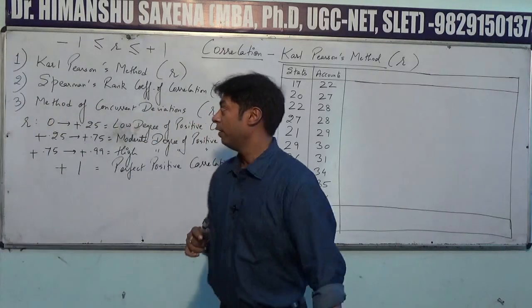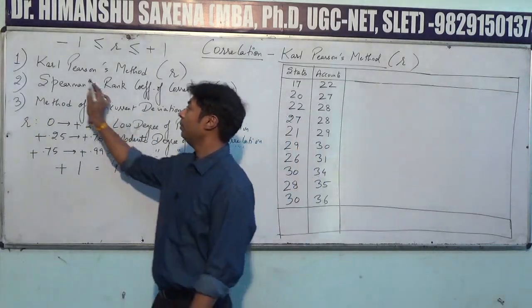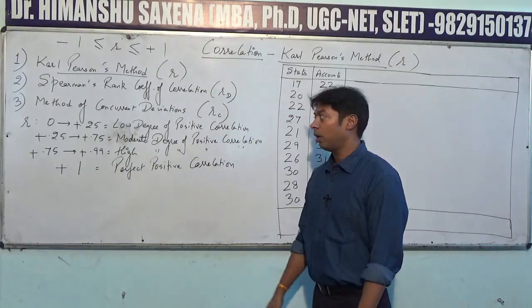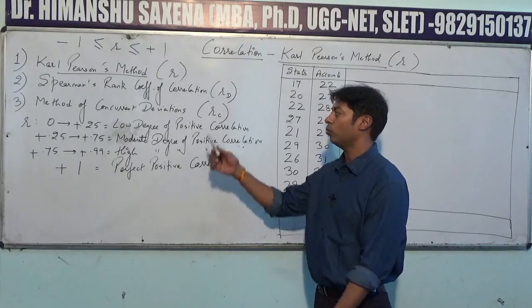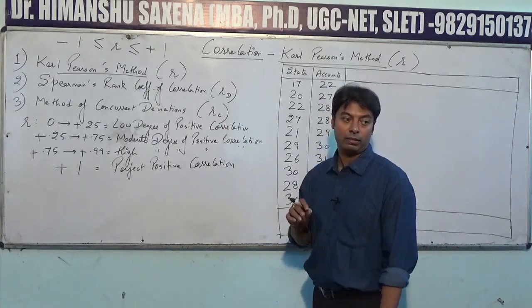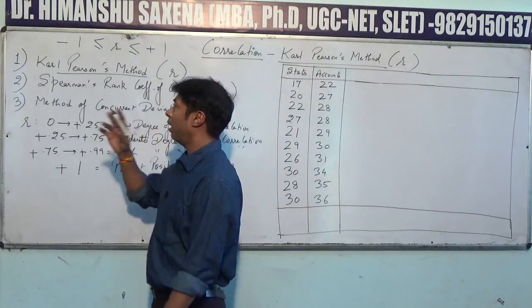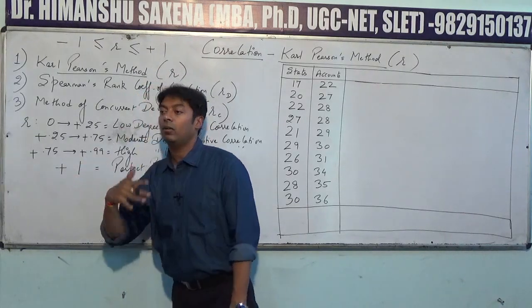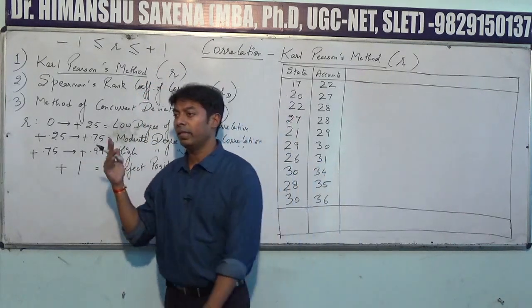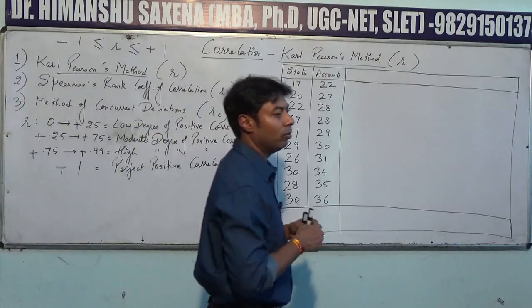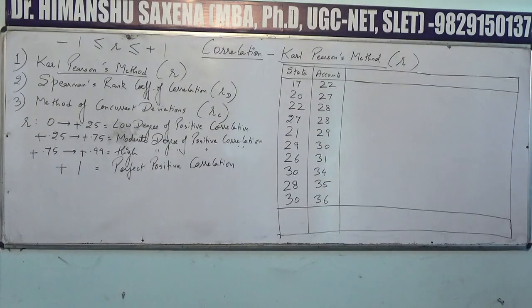Now today we will be starting with the first model, that is Karl Pearson's method, which is denoted by small r. Then we will be proceeding on to Spearman's method, then method of concurrent deviations. And remember, the value of r will always lie between -1 to +1. It cannot go more than +1, and it cannot go beyond -1. It has to lie between -1 to +1.